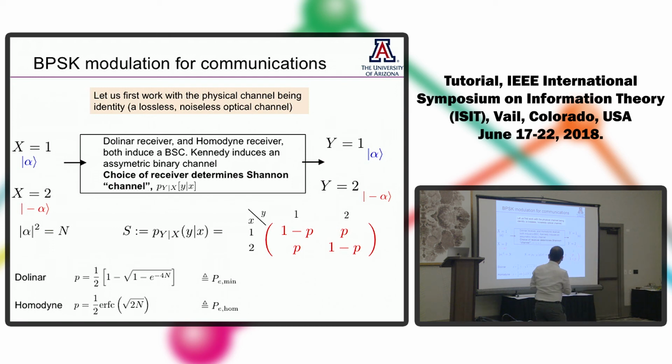So let's say I use a binary modulation, alpha and minus alpha, and I use one of these receivers we have learned so far. So we have seen the homodyne receiver, we have seen the Dolinar receiver, and both of these produce symmetric errors, meaning if I send alpha, the probability that you will guess minus alpha is the same as the probability that you will guess alpha if minus alpha was sent. So both of these will induce a binary symmetric channel, just that the formula for P as a function of the mean photon number n is different. Okay, so depending upon which one of these two receivers we pick, we will have a different binary symmetric channel, and that will have a different capacity, and the capacity in either case will be 1 minus binary entropy of P.